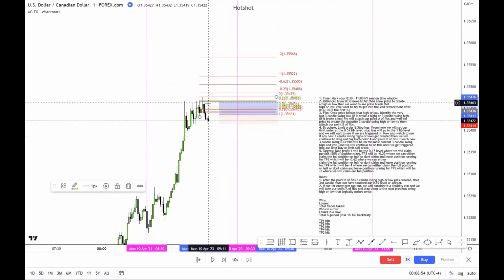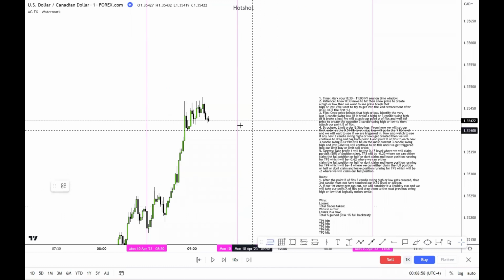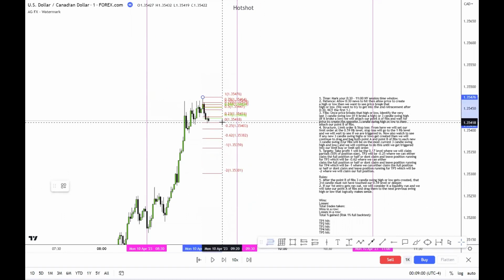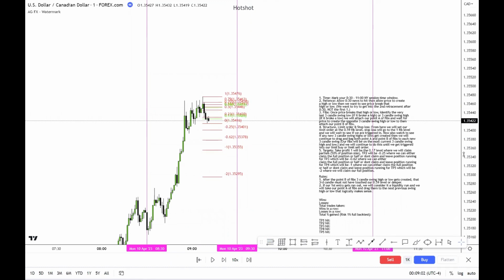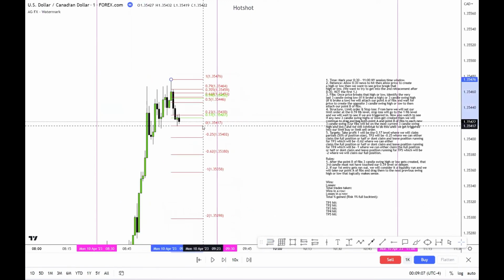So it turned around, swing low created. Once that swing low got created, where's the swing high? Right here to swing low. Now for the video's sake, I'm going to take the entry. If price comes up and taps here, I'm going to sell.